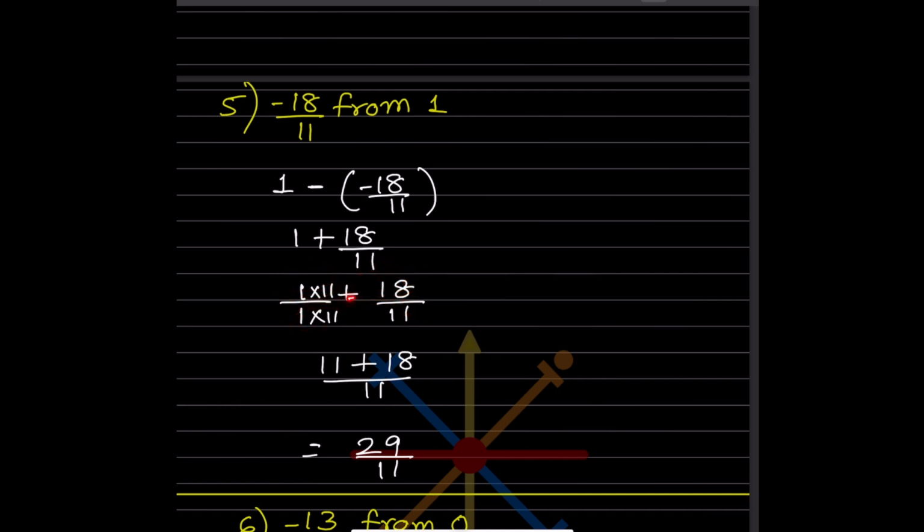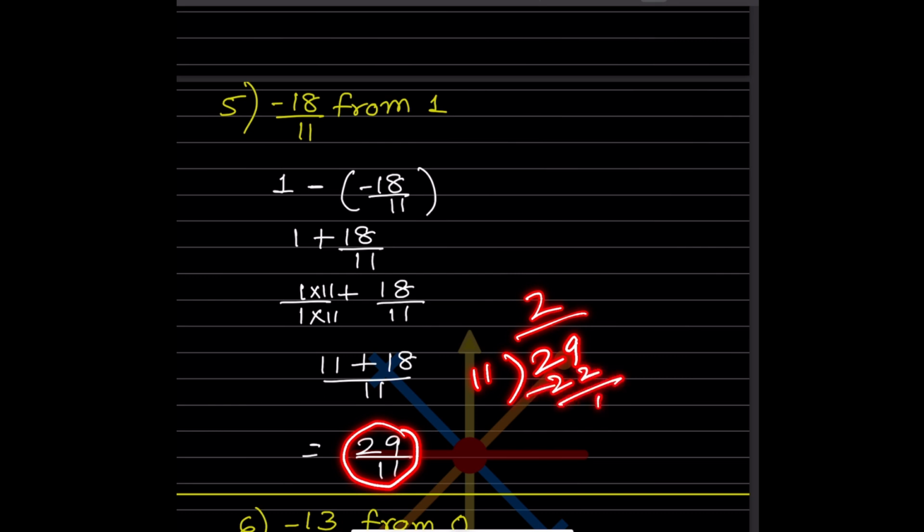So that will be 11 plus 18 by 11. So when you add this one, that will be 29 by 11. Again, this is the improper fraction. You can also write this one as 11 2s are 22, this will be 7. That will be 2 integers, 7 by 11.